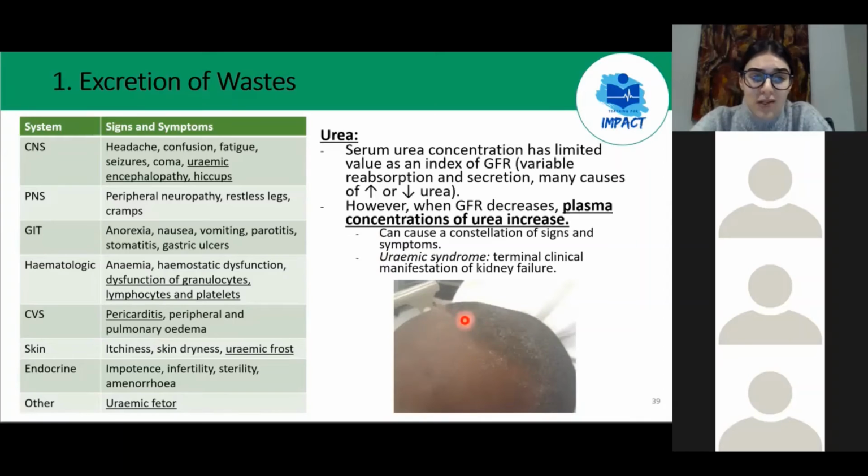So a couple of key buzzwords for uremic syndrome. This guy has uremic frost, which is basically all of the excess urea being excreted through the skin. You might also experience things like uremic encephalopathy. Hiccups are really common. You have a lot of dysfunction of your hematological system. And also this thing called uremic fetor, which is a certain type of smell that smells like urea.